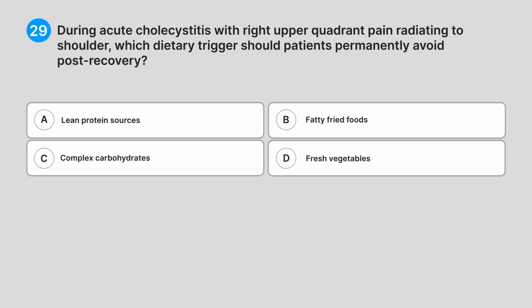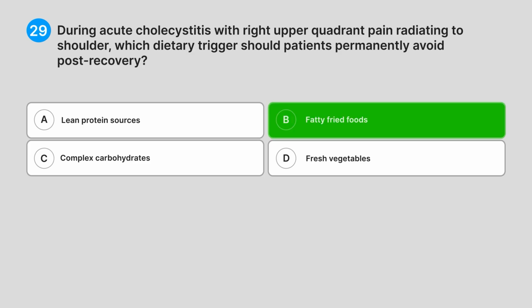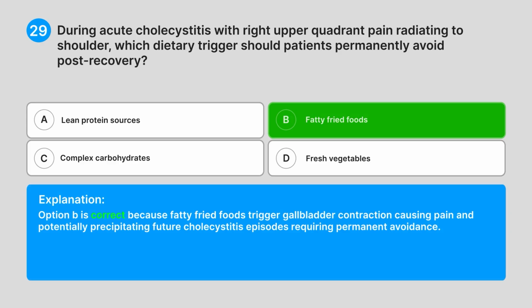Correct answer, B. Fatty fried foods. Explanation: option B is correct because fatty fried foods trigger gallbladder contraction, causing pain and potentially precipitating future cholecystitis episodes requiring permanent avoidance.